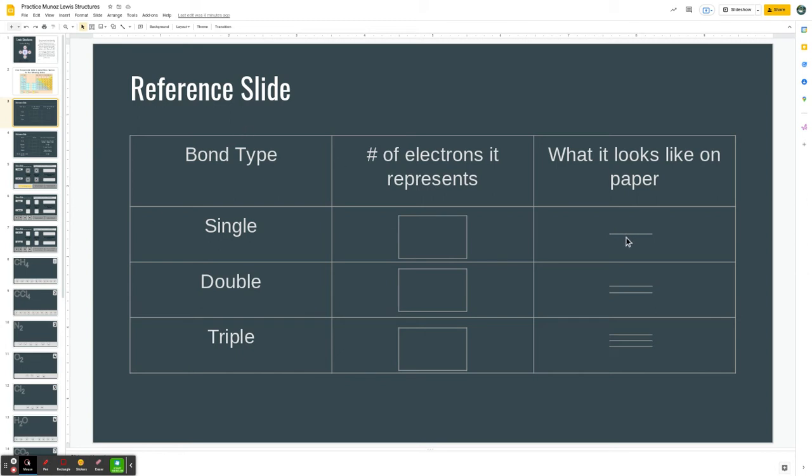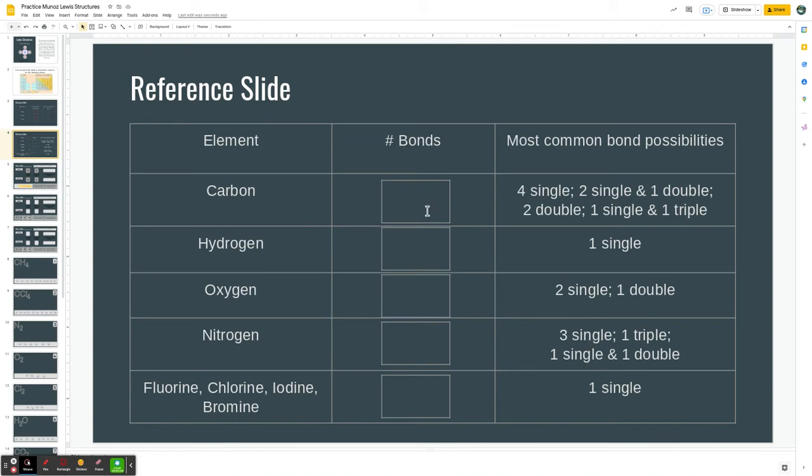So a single bond is just a single line, and a single bond actually represents 2 shared electrons. A double bond is 2 lines, and it represents 4 shared electrons. And a triple bond, 3 lines, and it represents 6 shared electrons. So each line represents 2 shared electrons. Next slide.